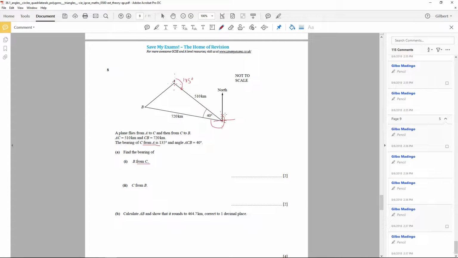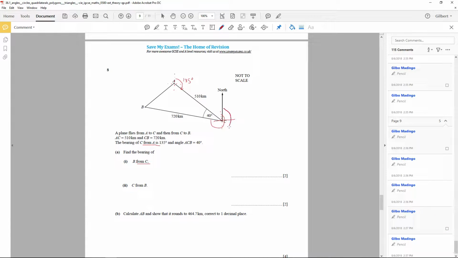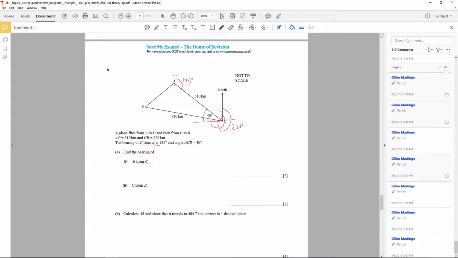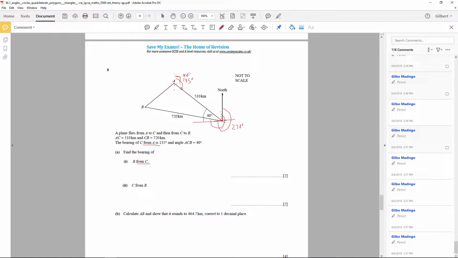all the way until this point is only 270 degrees. To find B from C, we need to calculate this angle here. So how do we do that? Looking back at the whole thing, we know that this is 135. Therefore, just this quadrant alone is 90 degrees, and this part of it would have been 45 degrees. Draw an imaginary triangle here.